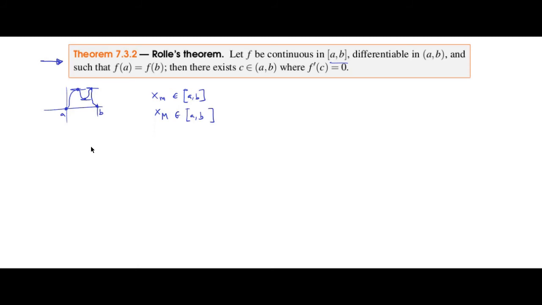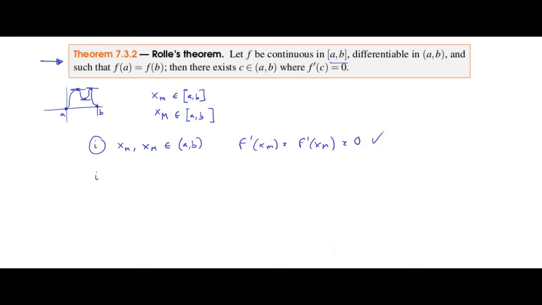Suppose there are some cases. The first case is that both the minimum and the maximum are in this open interval. Well, if they are in this open interval, that means that they're extrema in an interval in which f is differentiable. So applying the previous theorem that we have just seen, the derivative of f at x_m and the derivative of f at x_M are going to be 0. Applying the previous theorem, we're done.